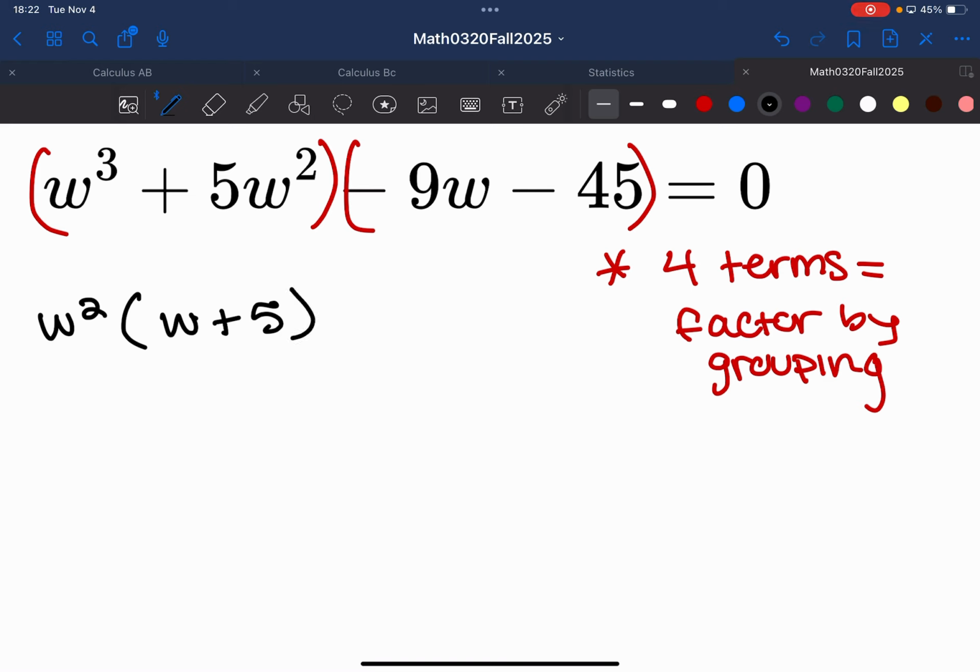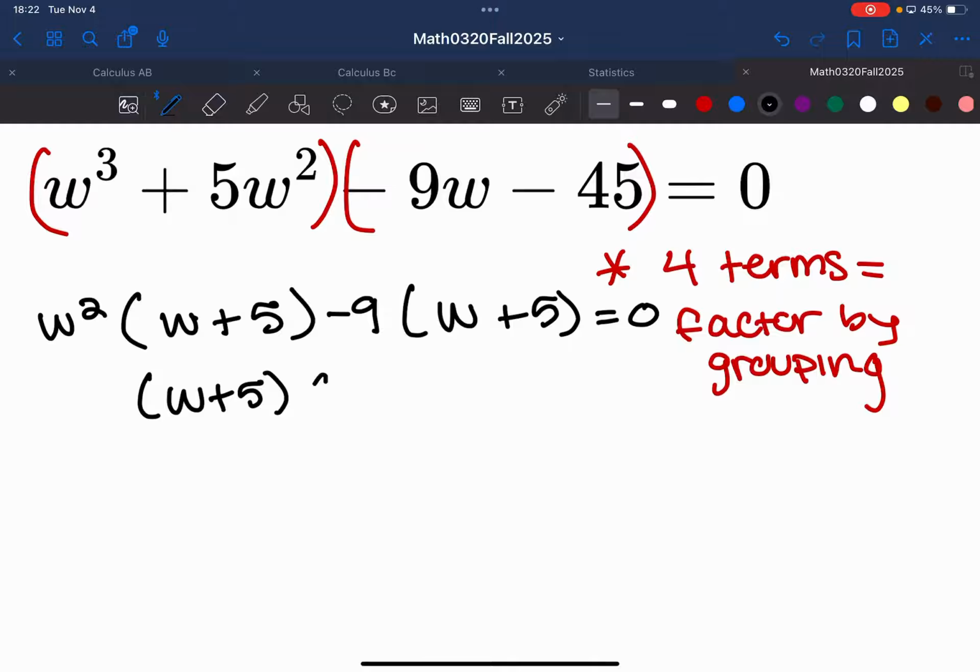And then if we want W plus 5 again, what should we take out of the second parenthesis? A 9 or a negative 9? Negative 9, because we want a positive W when we take it out. So this is W plus 5, because negative 45 divided by negative 9 gives us a positive 5. Equals 0. Which means we have what 2 parentheses? Good, so W plus 5 and W squared minus 9.